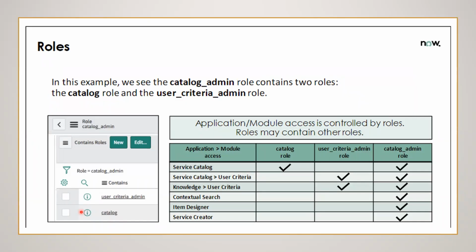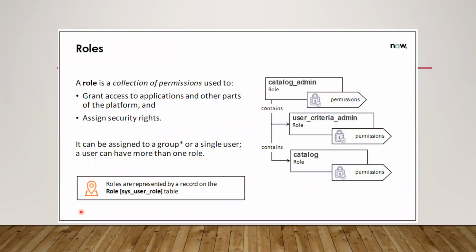Now roles can contain other roles also. For example, if you can see here, catalog admin contains the user criteria admin role and the catalog role. So what does it mean? It means that whatever permission the catalog role has, it will automatically go to the catalog admin role. And whatever permission the user criteria admin role has, it will again go to the catalog admin. This is the simple definition.